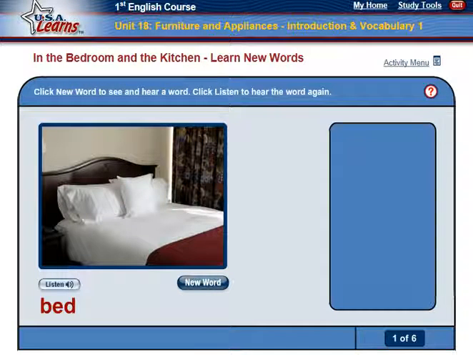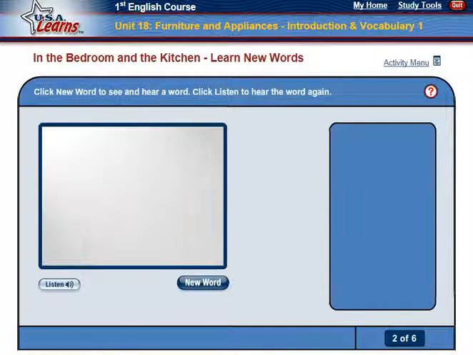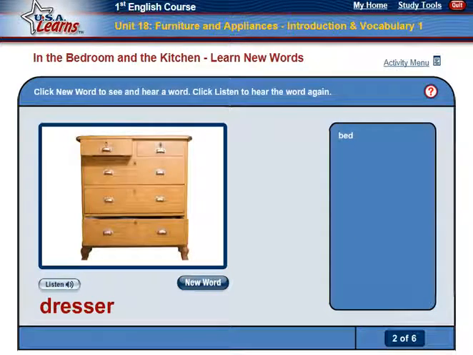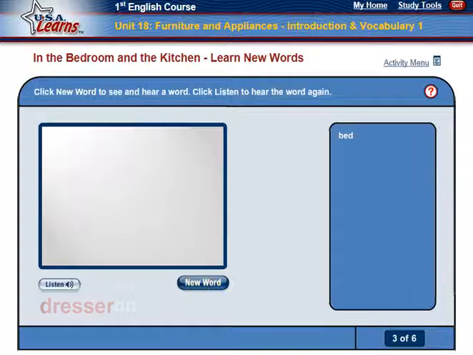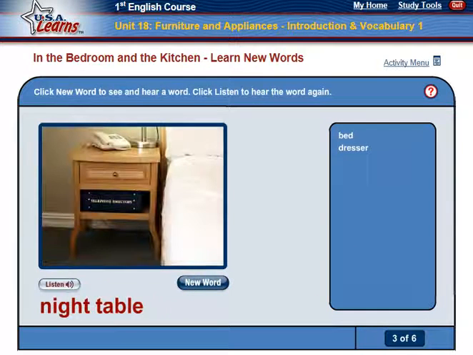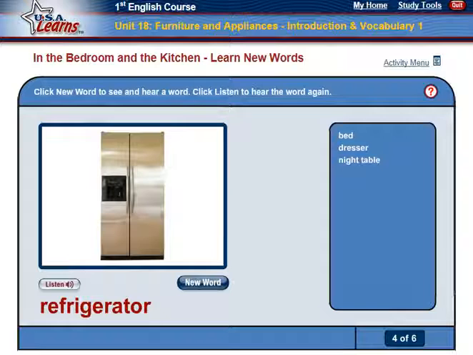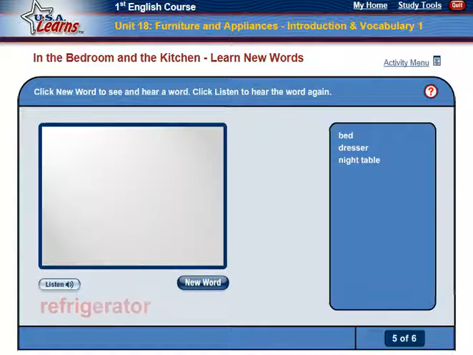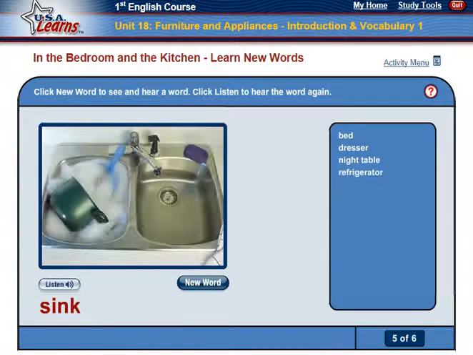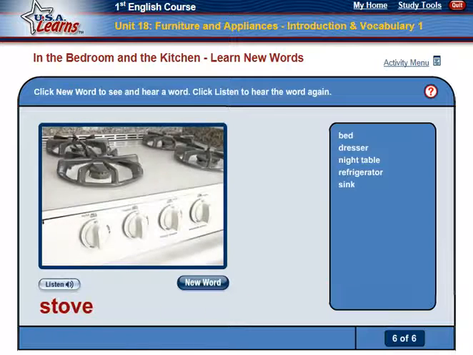Bed. Dresser. Night table. Refrigerator. Sink. Stove.